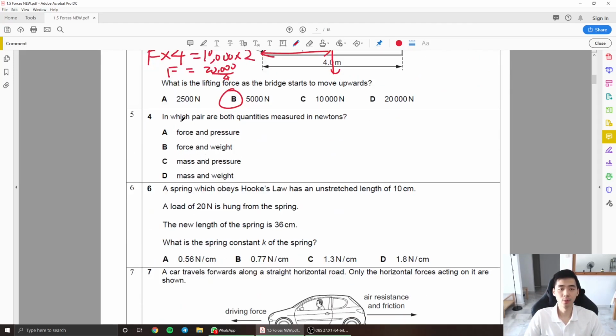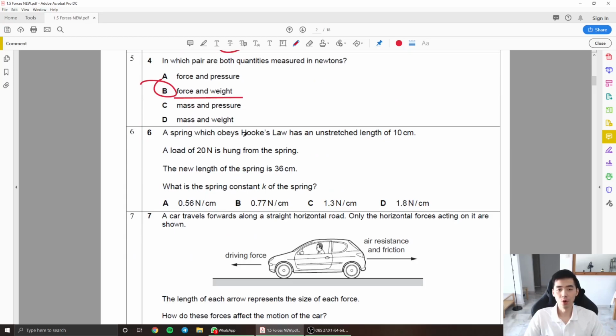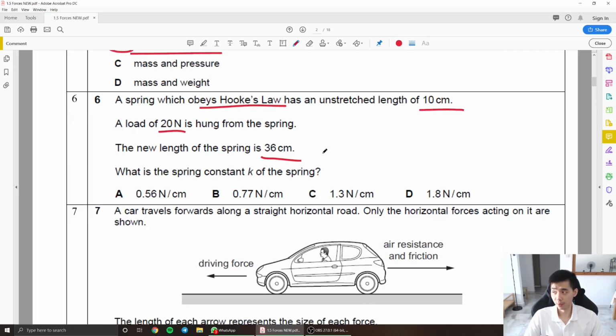Then after that, in which pair are both quantities measured in newtons? Obviously, force and weight are measured in newtons. A spring which obeys Hooke's law has an unstretched length of 10 cm. This is the original length. A load of 20 newtons is hung from the spring. The new length of the spring is 36 cm here. Right, so from here, what is the spring constant?